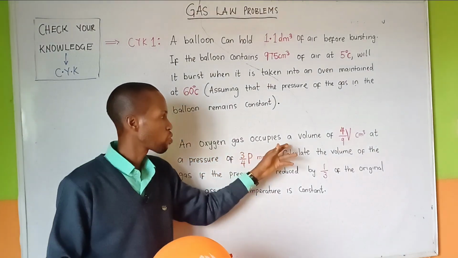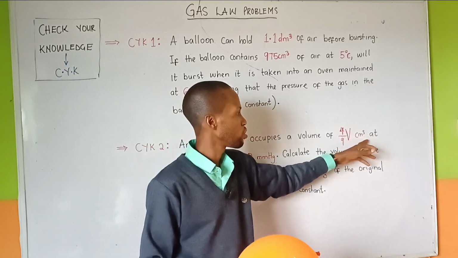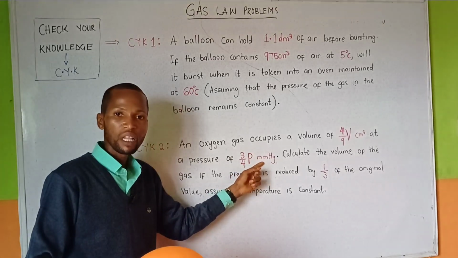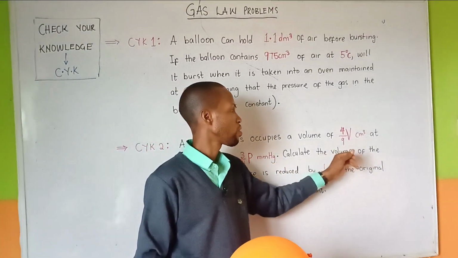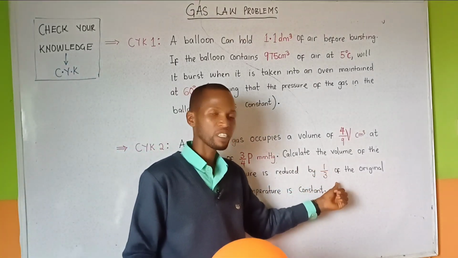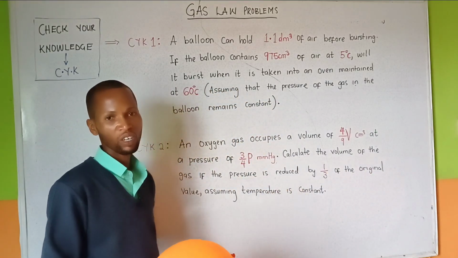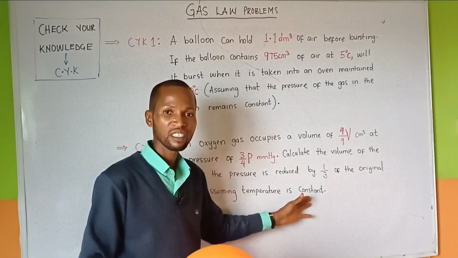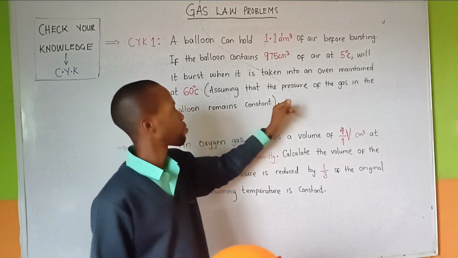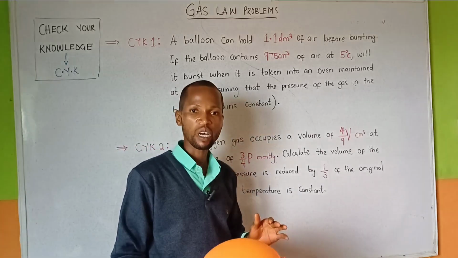CYK2, you are expected to consider the question and drop your answer in the comment section as well. An oxygen gas occupies a volume of 4/9 V cm³ at a pressure of 3/4 P mmHg. Calculate the volume of the gas if the pressure is reduced by 1/3 of the original value, assuming temperature is kept constant. Here, temperature is kept constant in accordance with which gas law? I believe you know that. Then here, the pressure is kept constant in accordance with which gas law? I want to believe it is well understood.